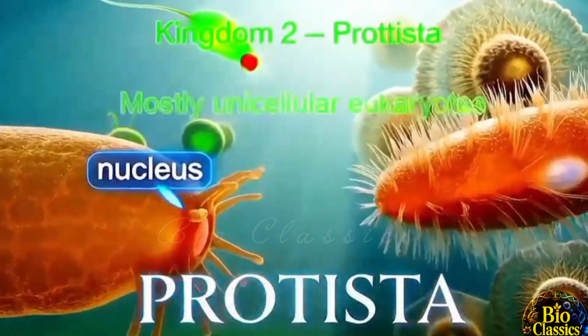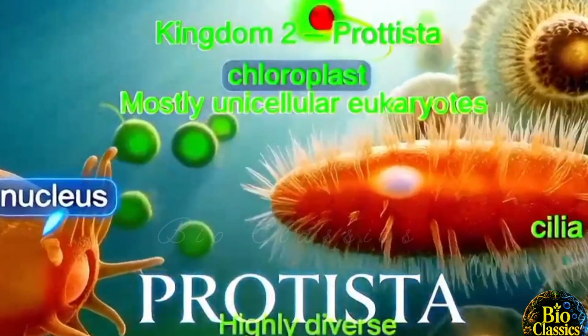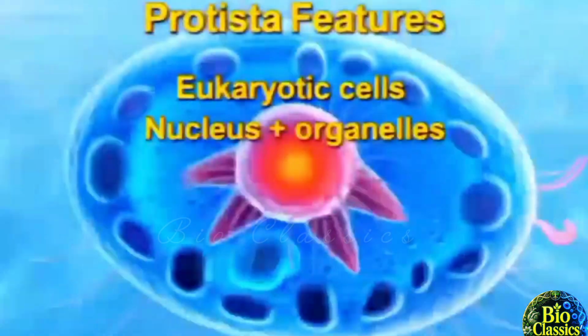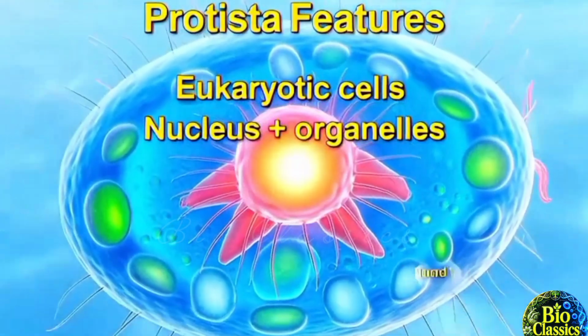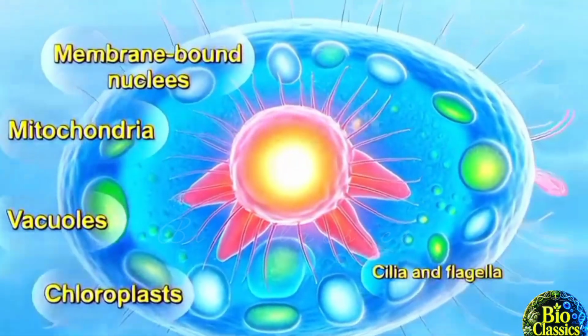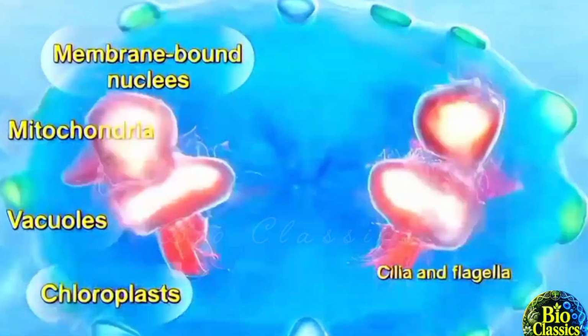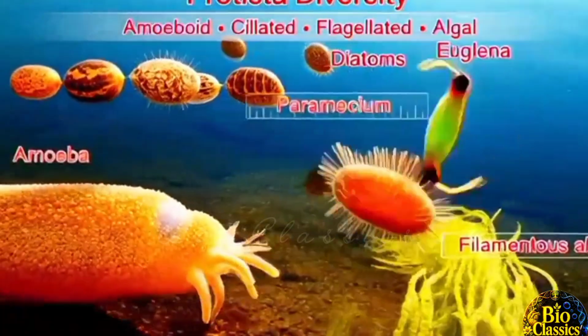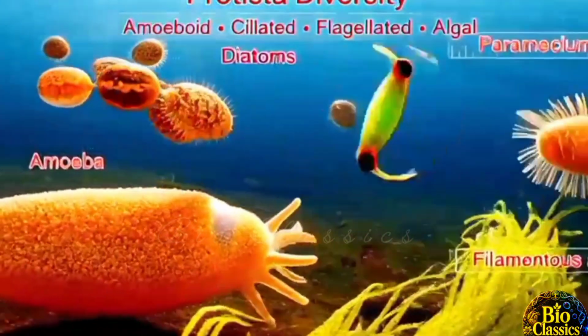Protista included diverse, mostly unicellular eukaryotes, often living in aquatic environments. Unlike Monera, protists possessed true nuclei and membrane-bound organelles. Protists showed extraordinary diversity in shape, movement, and lifestyle.